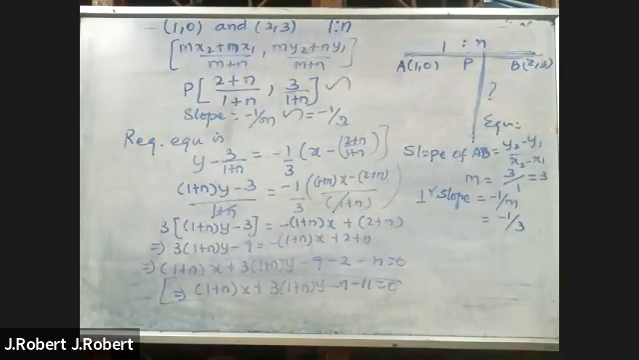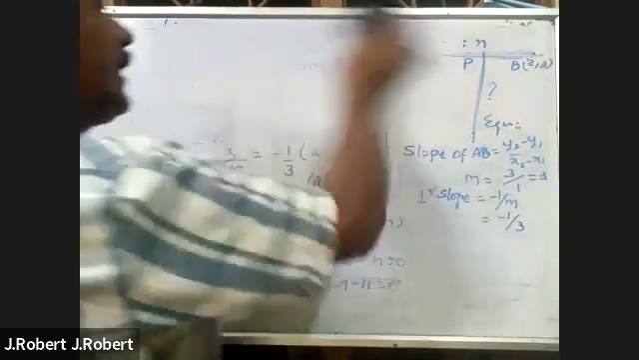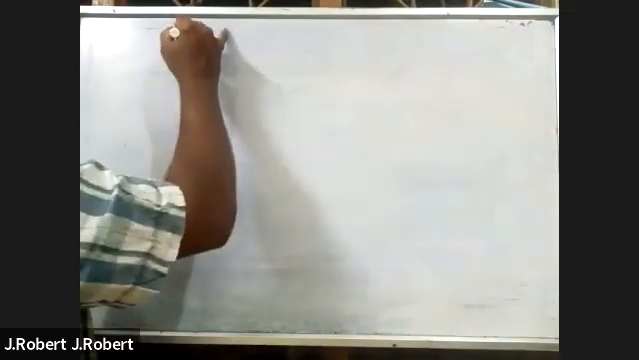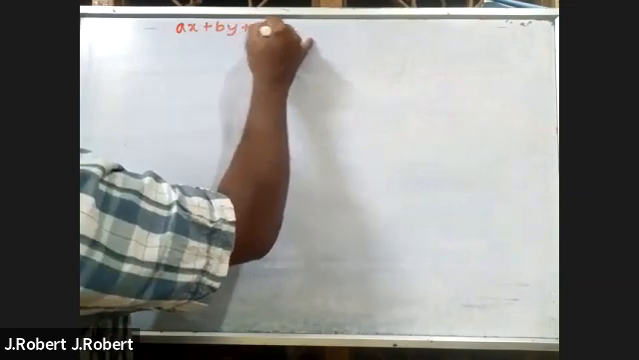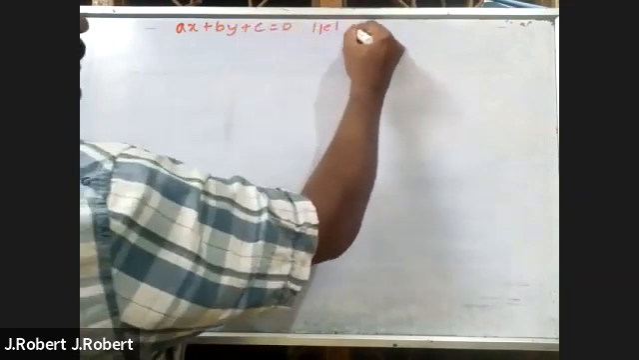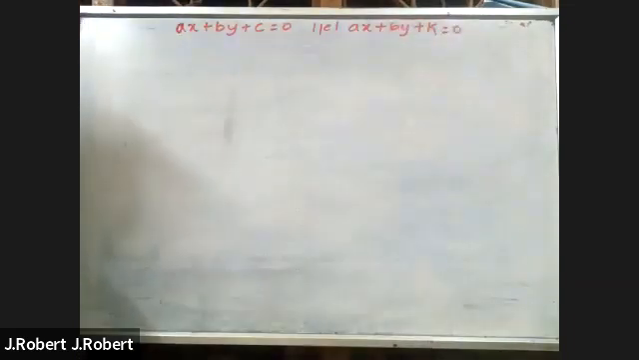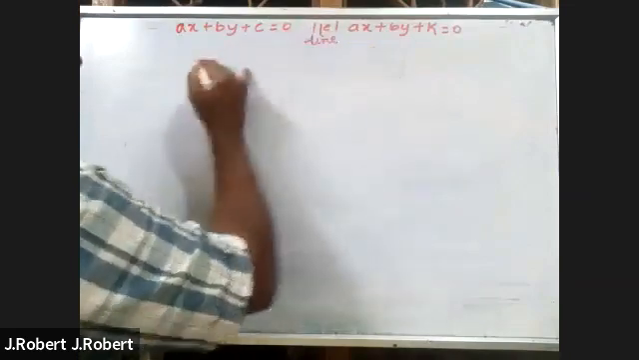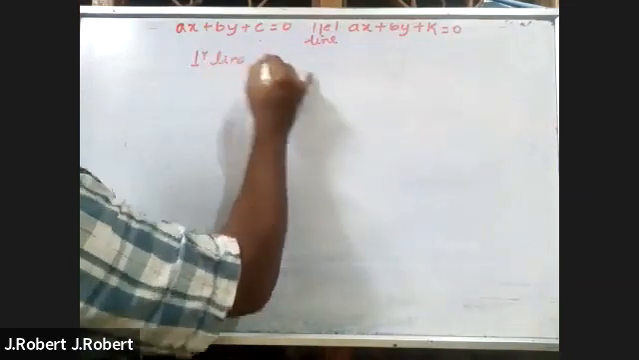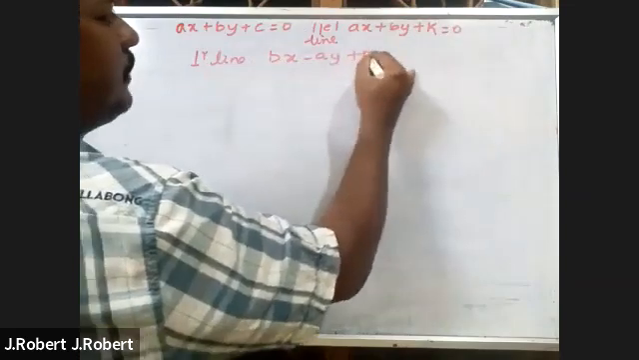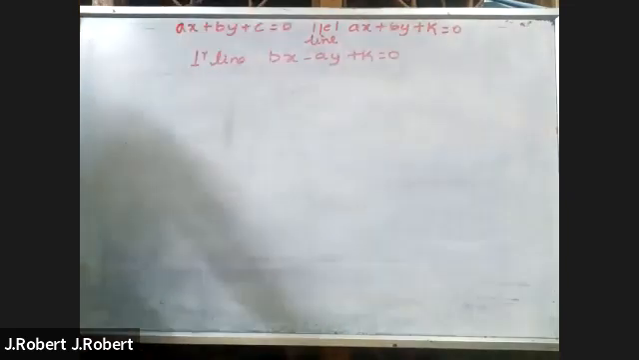I have already taught you clearly how to find the slope. Now, what are the parallel line and perpendicular line? If you have a line ax plus by plus c equal to 0, the parallel line will be ax plus by plus k equal to 0, differing only by the constant: c is replaced by k. This is the parallel line. The perpendicular line is bx minus ay plus k equal to 0, same either way. This is called the perpendicular line.